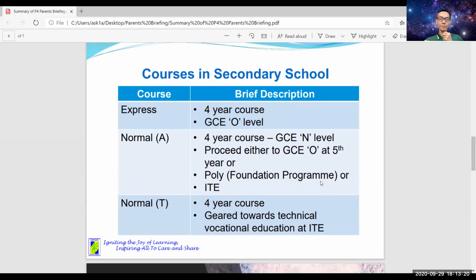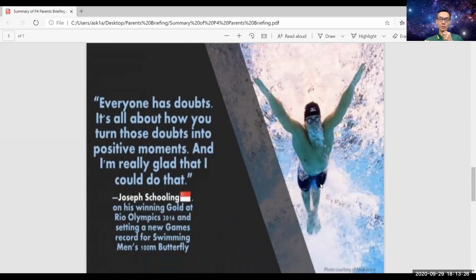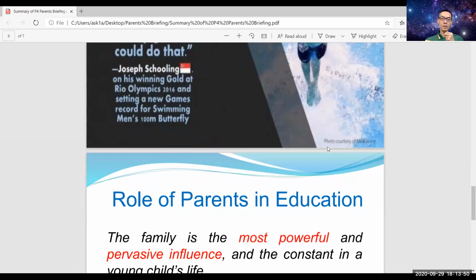So this is a brief introduction of courses in secondary. And I like this quote by Joseph Schooling, Singapore's first Olympic gold medalist, in the 100 meters butterfly. As he mentioned, everyone has doubts. It's all about how you turn those doubts into positive moments. And I'm really glad that I could do that.